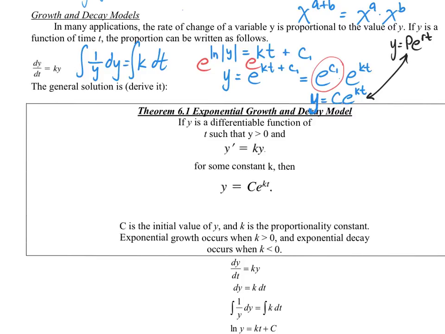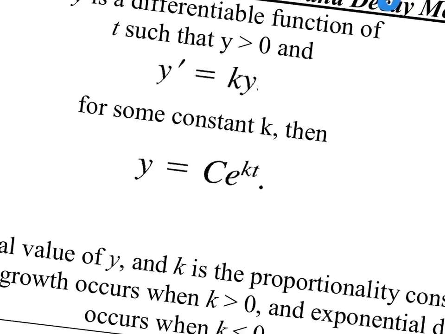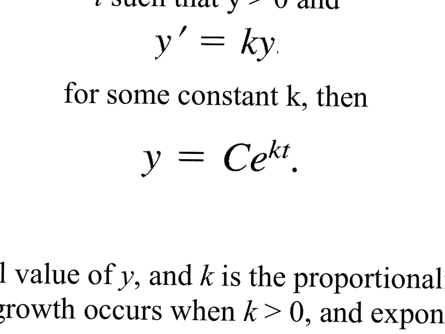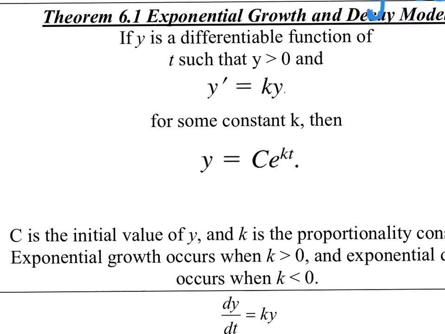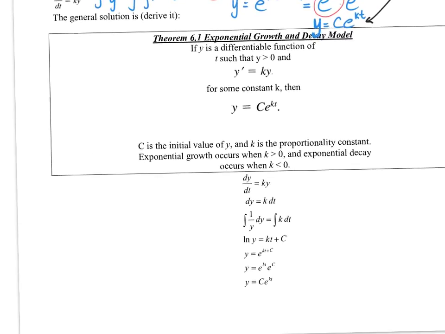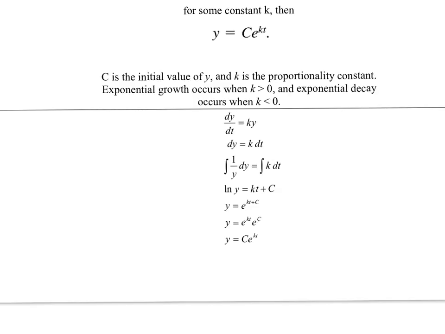And of course, in this equation, y equals c e to the kt, c is the initial value, k is your proportionality constant, and if your k is positive, then it's going to be a growth, and if your k is negative, then it's going to be a decay. That's correct, only when the derivative is related to the value, right? I'm talking about our proportionality constant, yeah. Okay, and then at the bottom here is actually the work that we did at the top.